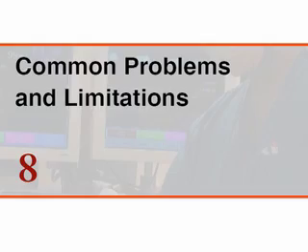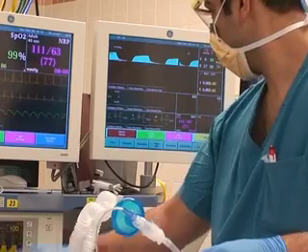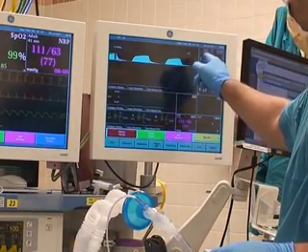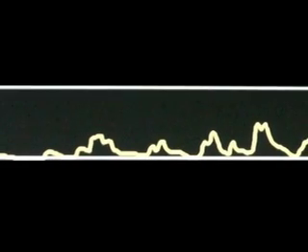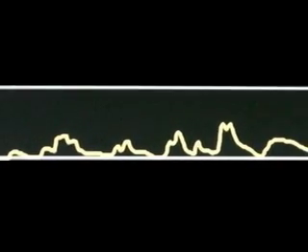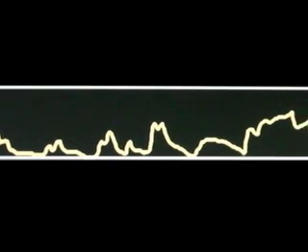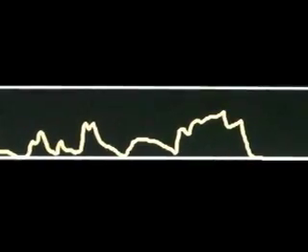Common problems and limitations. Capnography is valuable for monitoring a patient's respiratory status. However, it is important to be aware of circumstances that may affect its reliability and to be able to recognize and interpret abnormal waveforms that may result from pathologic features or from technical difficulties.